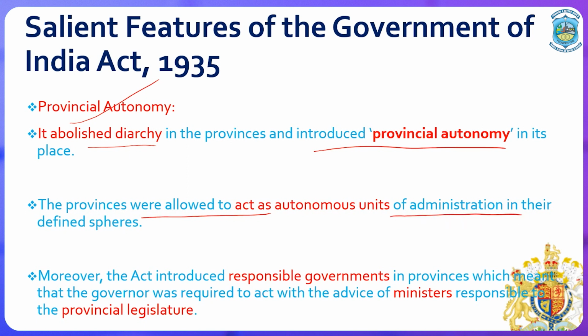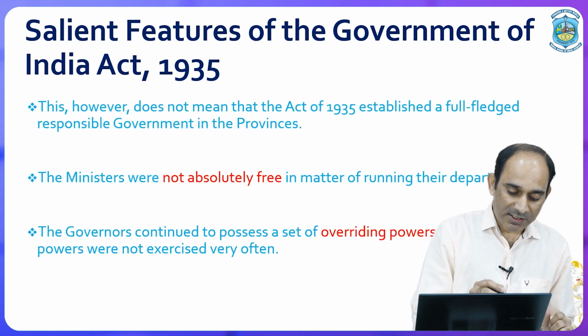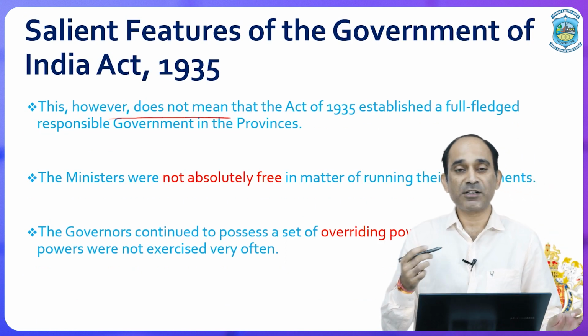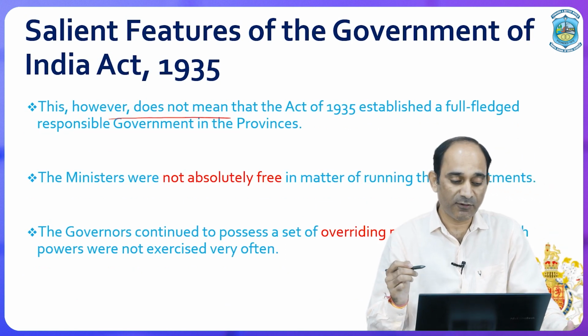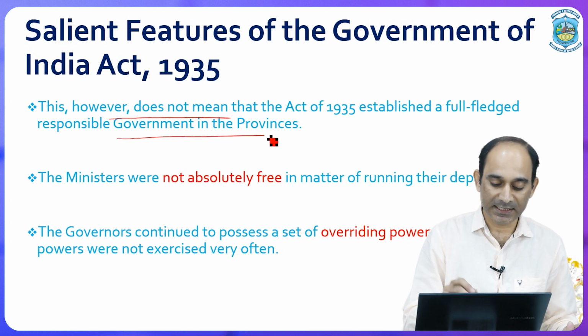Their spheres were defined. Moreover, the Act also introduced responsible government in the provinces, which meant that the governor was required to act with the advice of ministers responsible to the provincial legislature, whereas in the previous Act, if you remember, this responsibility was lacking. This, however, does not mean that the Act of 1935 established a full-fledged responsible government in the provinces.